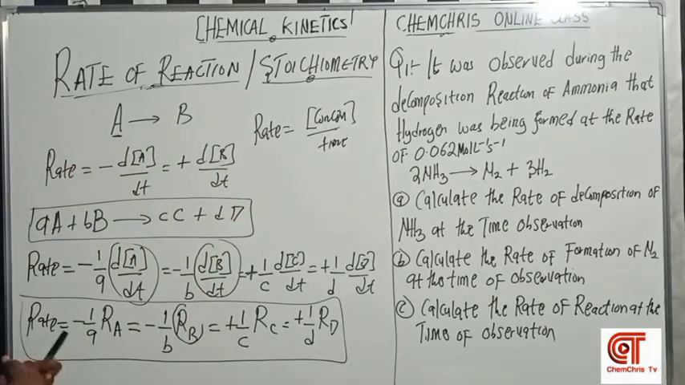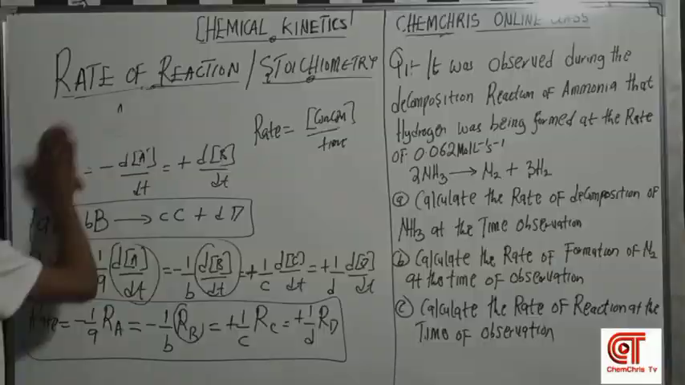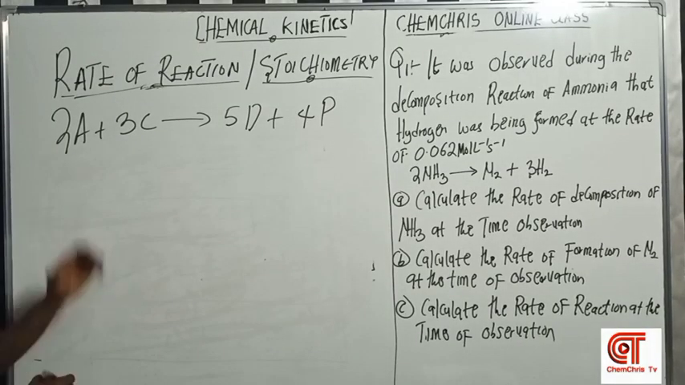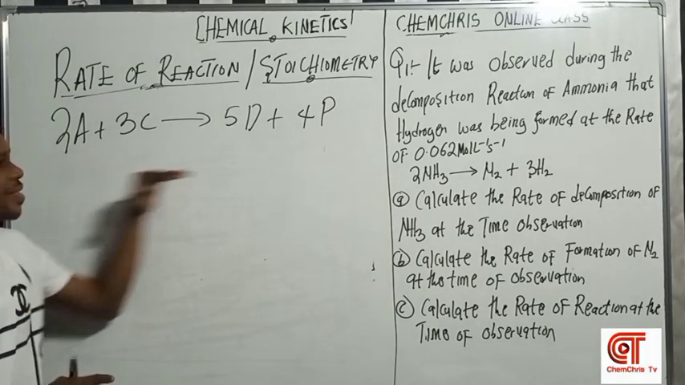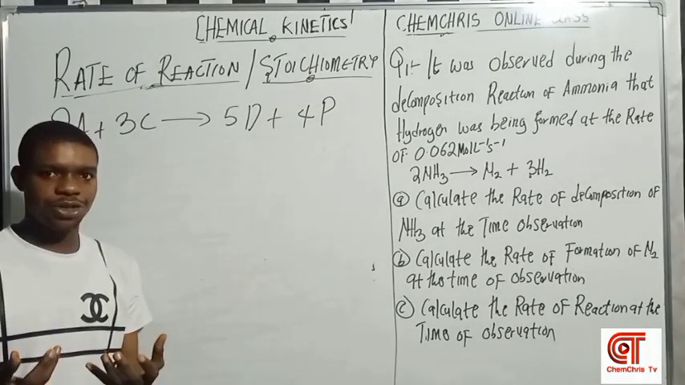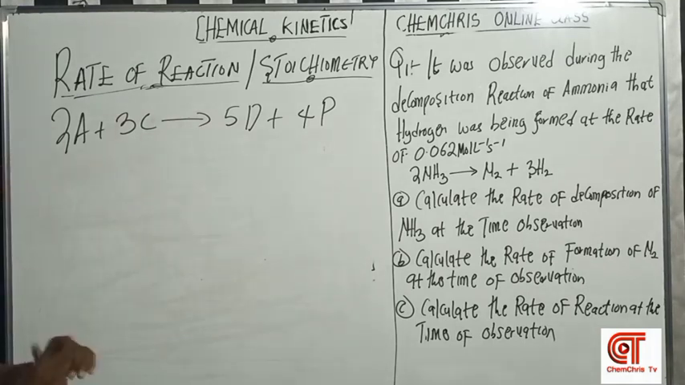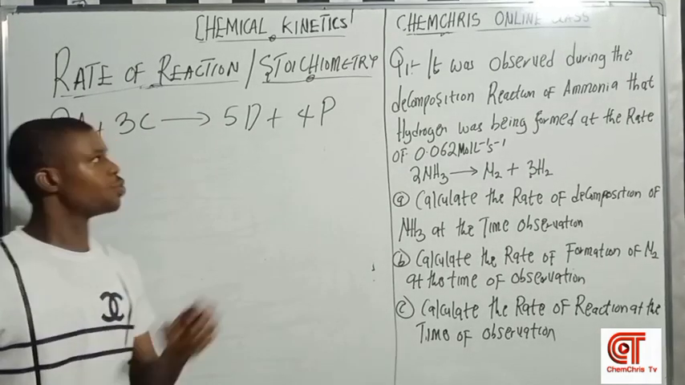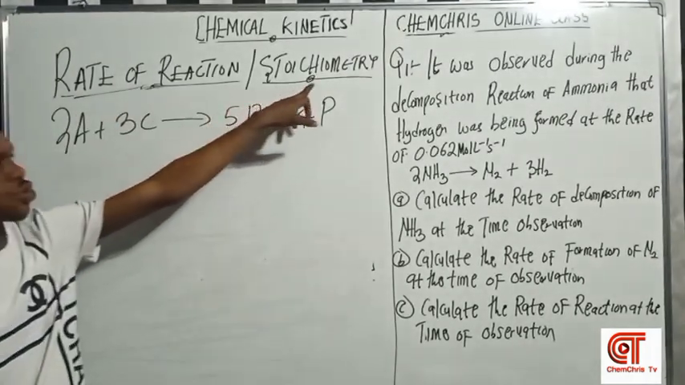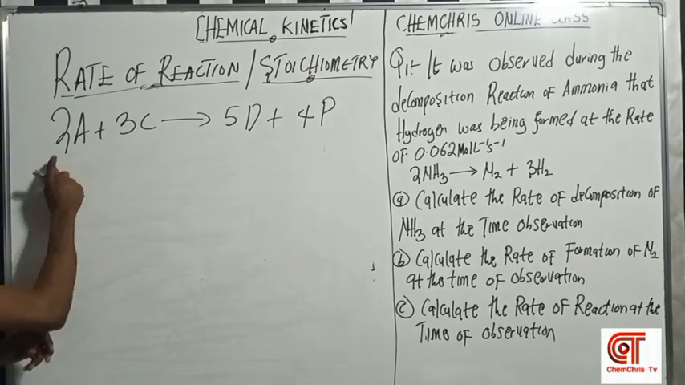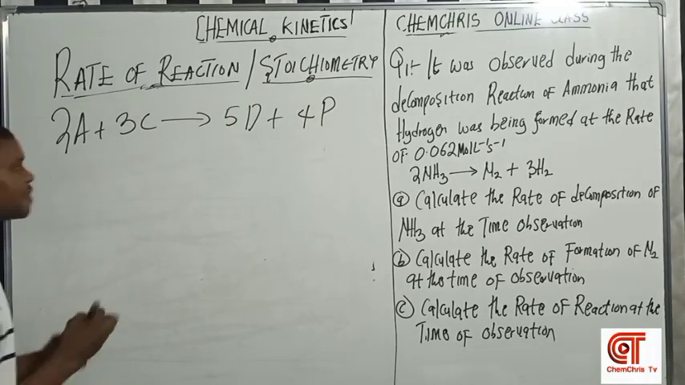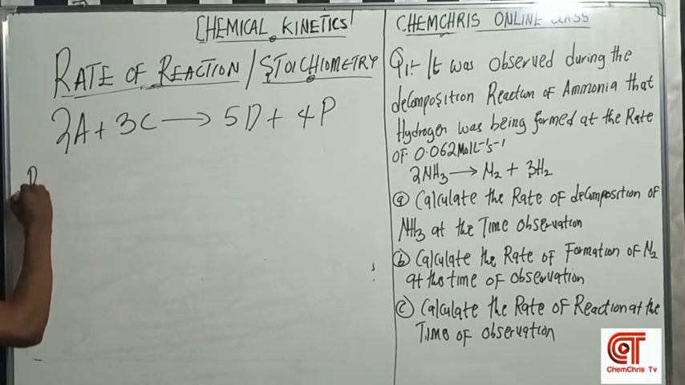So okay, now let's move over to the proper question. Let's look at this reaction here. This is a balanced reaction, so let's look at the general rate of the reaction. If you want to write the general rate of reaction, it is like stoichiometry, and in stoichiometry we use the balanced coefficient. So it's going to be rate.